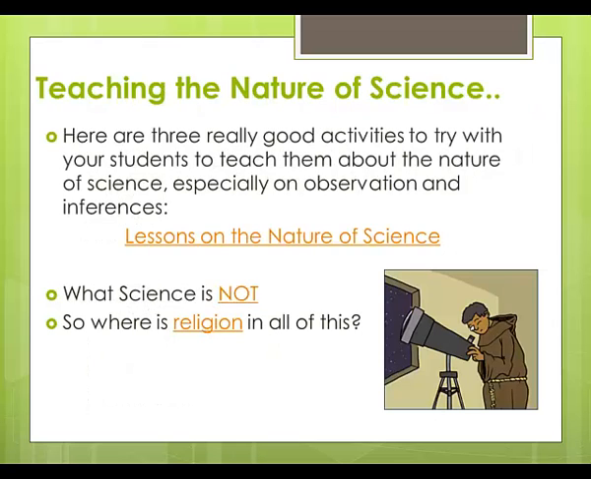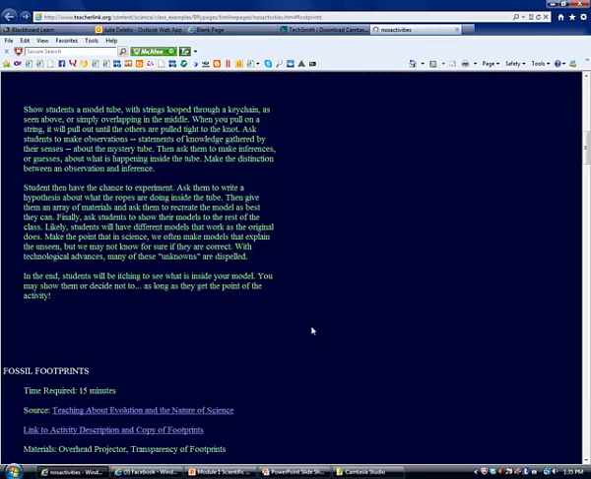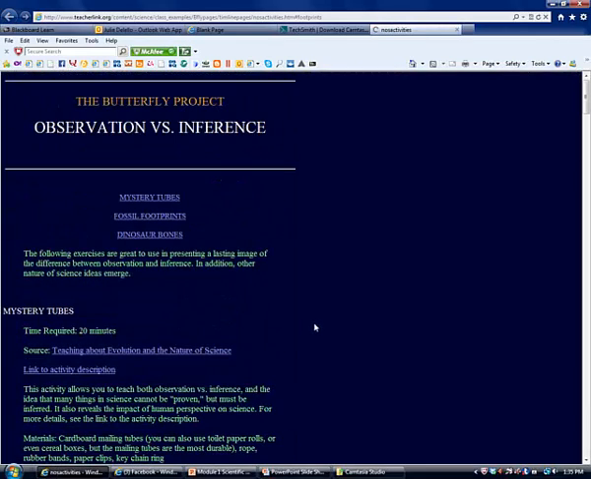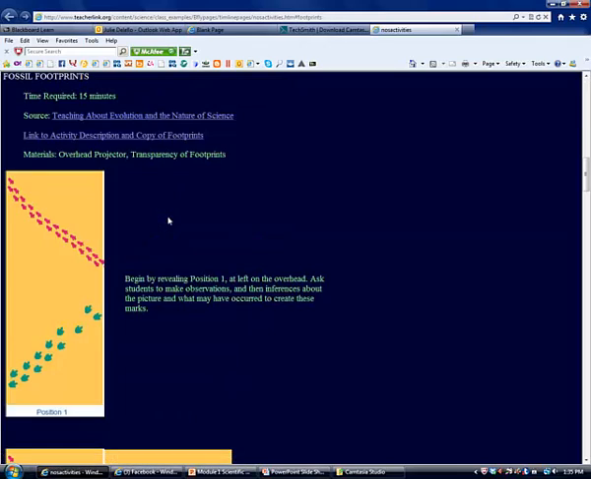There are 3 good activities on this site called the Lessons of the Nature of Science, and you can actually go and click there. I'm going to click there today and show you one of the lessons. The lesson that I'm going to show you is the fossil footprints. We talk to our students about making inferences, and inferences is one of the areas that they seem to do fairly poorly on the state test, whether that's the TAKS test or the New STAAR test. But this would be an example in science of how to teach those inferences.